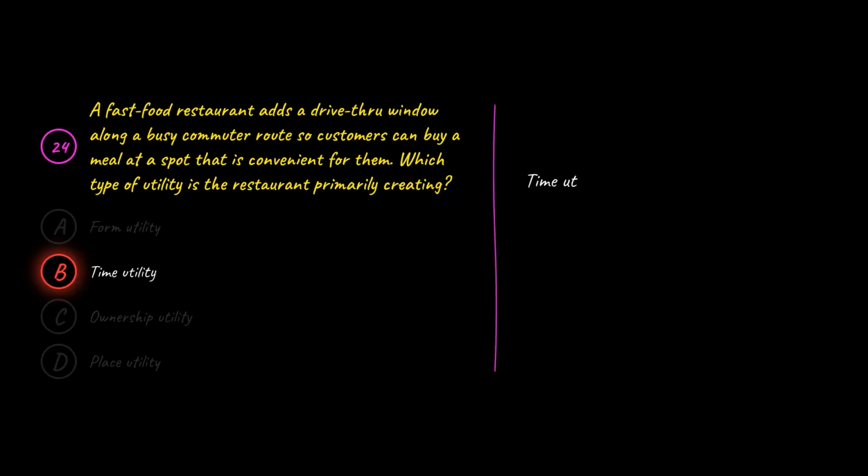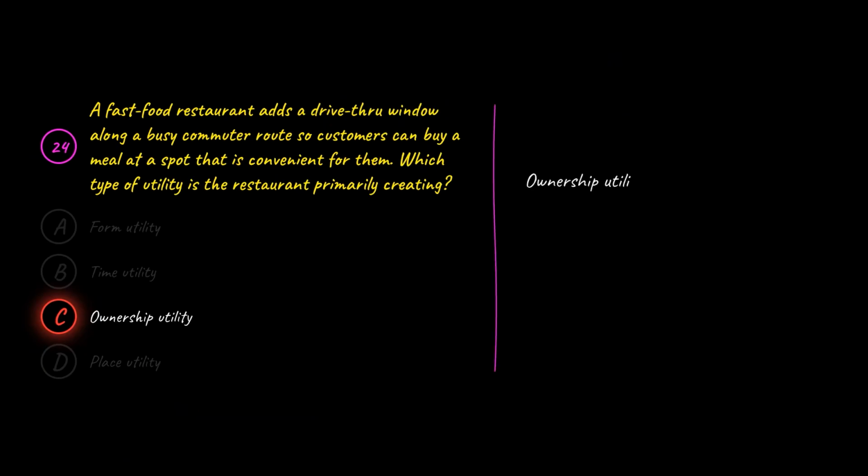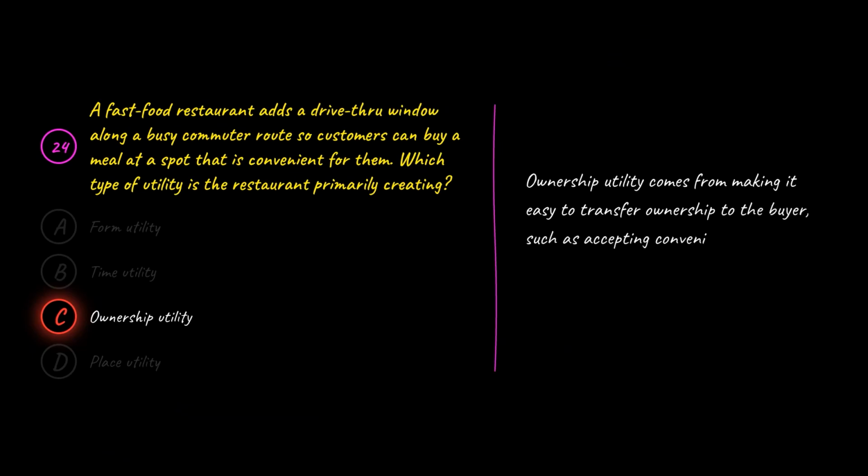B is wrong because time utility comes from making a product available when customers want it, such as a store open around the clock. The scenario stresses the convenient location, not timing. C is wrong because ownership utility comes from making it easy to transfer ownership to the buyer, such as accepting convenient payment. The drive-through adds value through location, not the transfer of ownership.